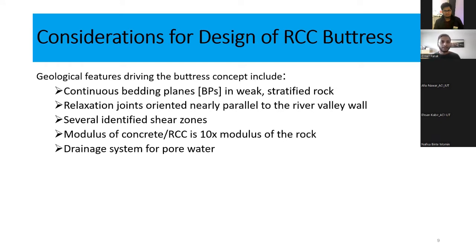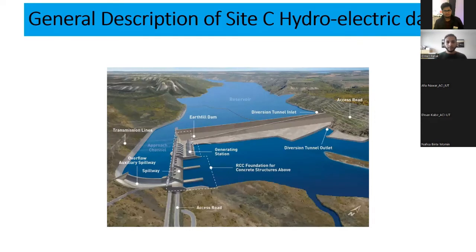The primary reason was the geological features in this area. We found through several drilling programs and geological investigations that there is a continuous bedding plane, and those bedding planes run parallel to the river channel. If we go back to this slide, we can see the river channel is flowing from the background to the foreground. So it's like north south, the river is running. So the bedding plane is also running parallel to the river channel.